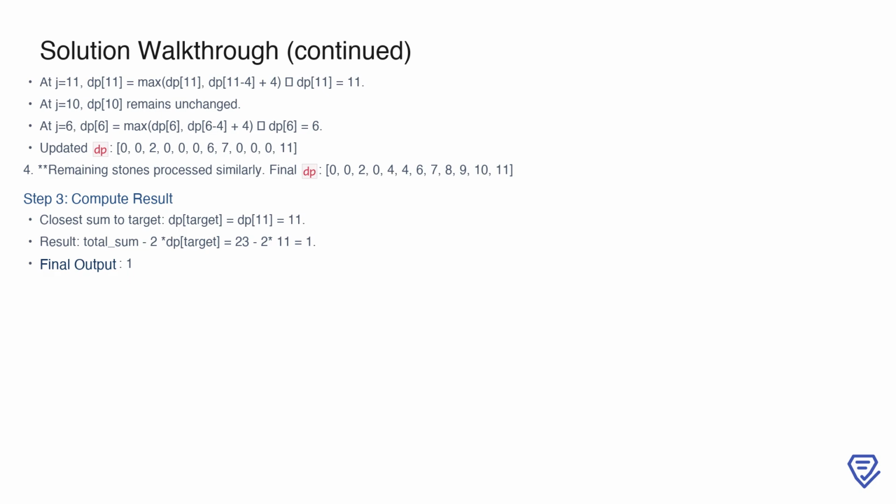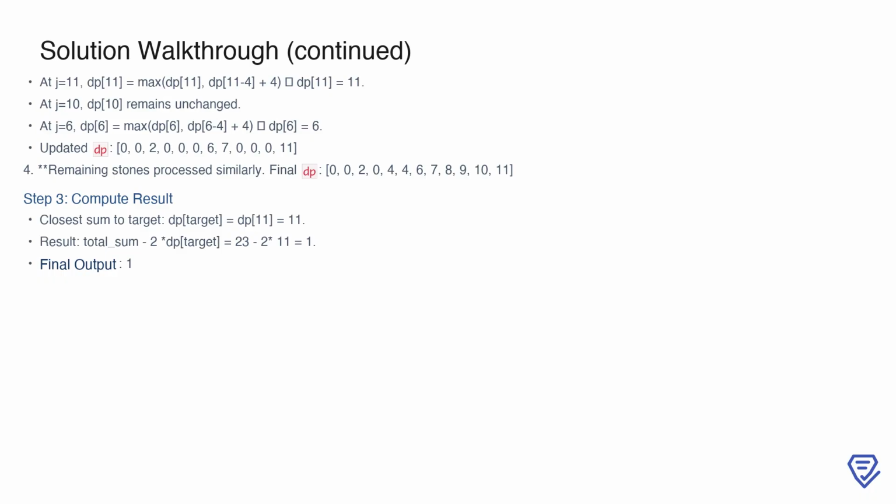Next, we process the stone of weight 4. Iterating backward, we update dp[11] to 11 because we can now achieve this sum by including stones that add up to 11. At dp[6], we update its value to 6, representing the maximum sum achievable with this stone. After processing all the stones, our DP array is finalized, and it contains the maximum sums we can achieve for each capacity up to the target.